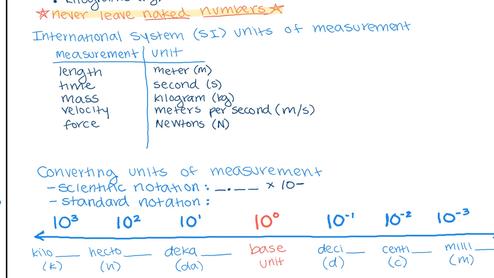So the international standard unit of measurement for length is the meter. The international standard unit of measurement for time is the second. The international standard unit of measurement for mass is the kilogram. International standard unit of measurement for velocity is meters per second. So we represent that with an m/s. We will talk about that in future classes.